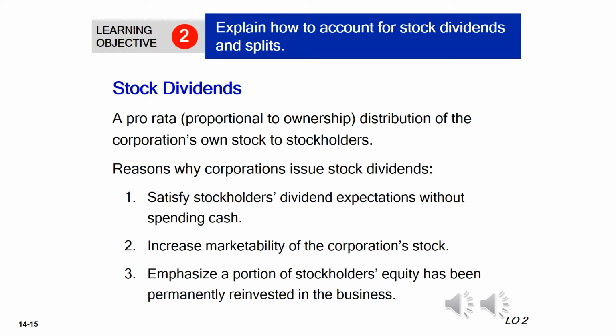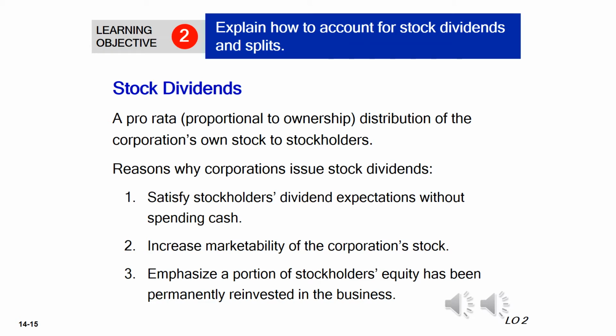Now there are multiple reasons why a corporation might issue stock dividends instead of paying their investors in cash distributions. First, to satisfy stockholders' dividend expectations without spending cash. Second, to increase marketability of the corporation's stock. And third, to emphasize a portion of stockholders' equity has been permanently reinvested in the business.